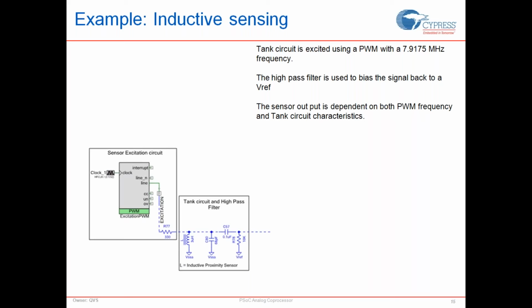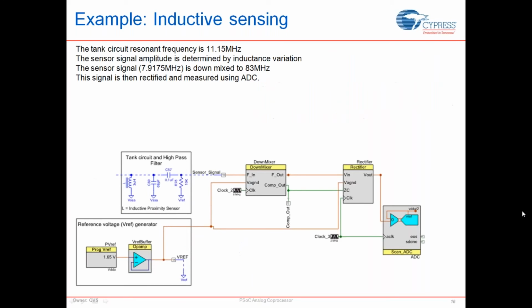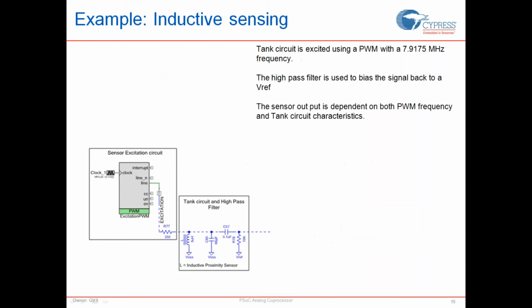So hence you have this PWM output, which is equivalent to a sine wave of that frequency when it comes into the tank circuit. The tank circuit is designed to have a resonant frequency of 11.15 megahertz. So the tank circuit's peak occurs at 11.15 megahertz, but our excitation frequency is about 7.9175 megahertz.